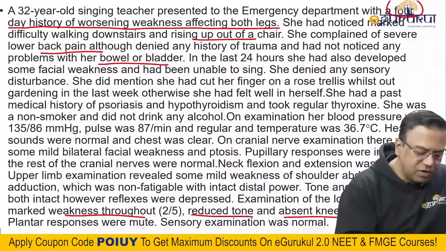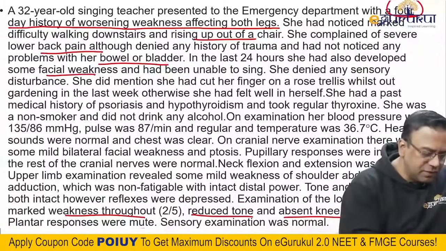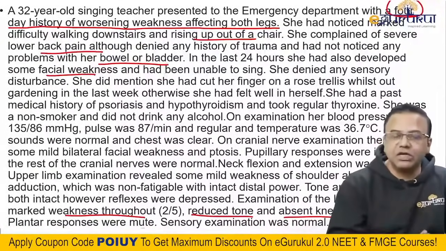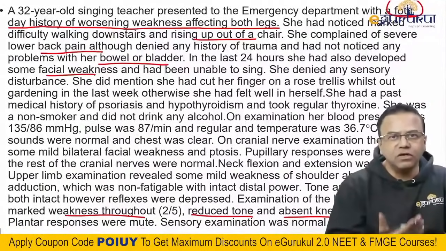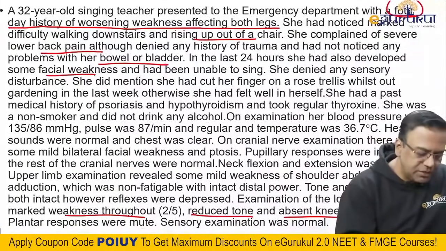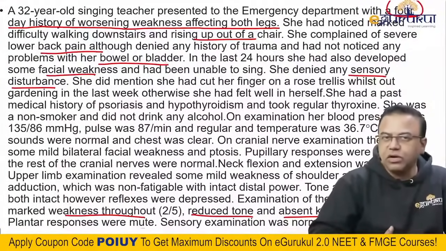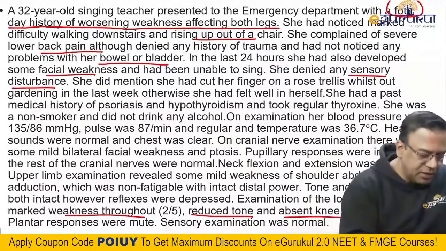In the last 24 hours, she has developed some facial weakness and she's unable to sing. So you know that bilateral facial nerve palsy, LMN facial nerve palsy, is a classical finding of Guillain-Barré syndrome. She denied any sensory disturbance. That's what we expect in patients typically, although some paresthesias are known to occur initially in patients with GBS. She did mention she had cut a finger on a rose trellis whilst out gardening. Otherwise, she had felt well.